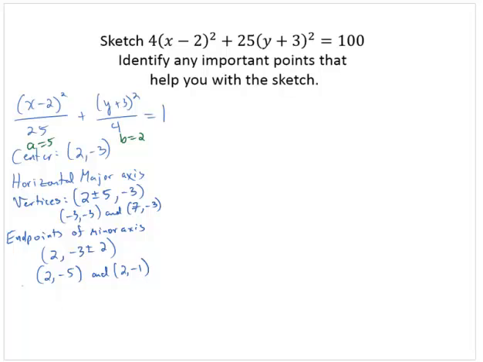Now let's also find the value of c so we can identify the foci. Recall that for an ellipse, c squared is equal to a squared minus b squared or b squared minus a squared, depending on the values. In this case, it's just 25 minus 4. And so c squared equals 21, which implies that c is the square root of 21. The foci are on the major axis, so we would adjust the x-coordinate. And so the foci would be at 2 plus or minus the square root of 21, comma, negative 3. All right, and let's put that all together.